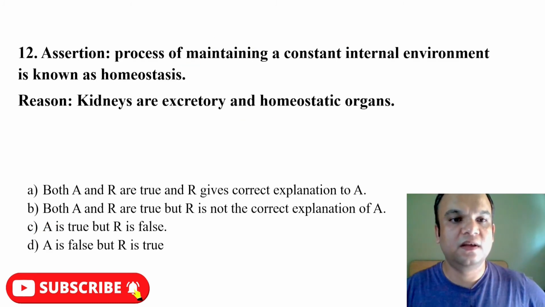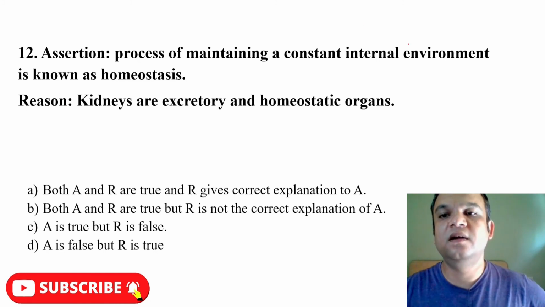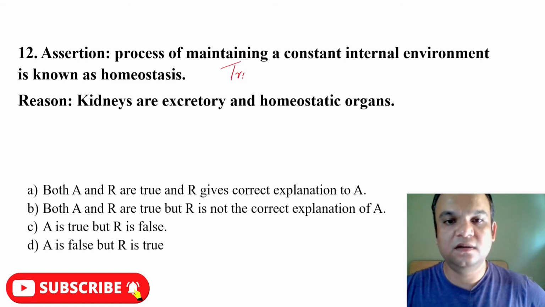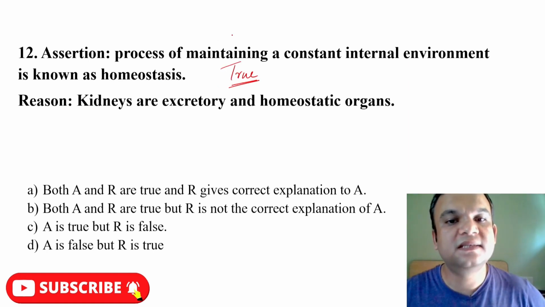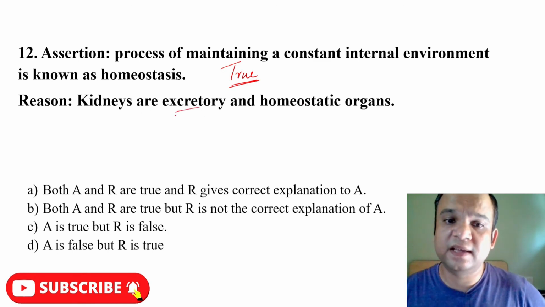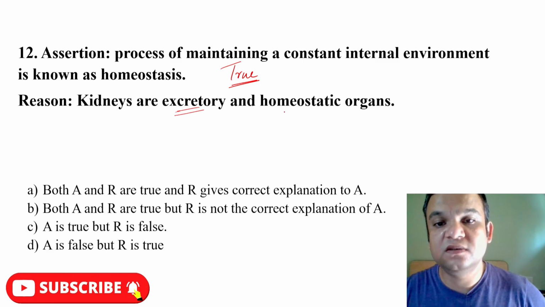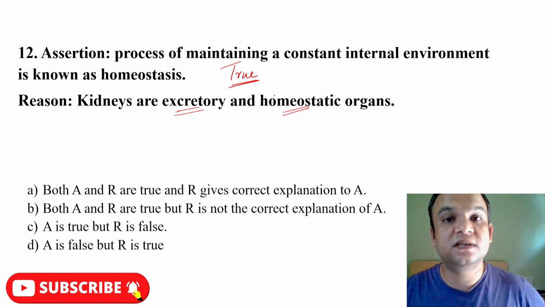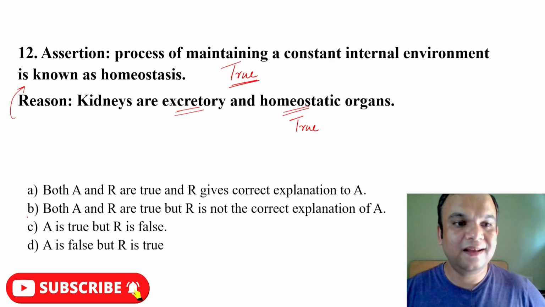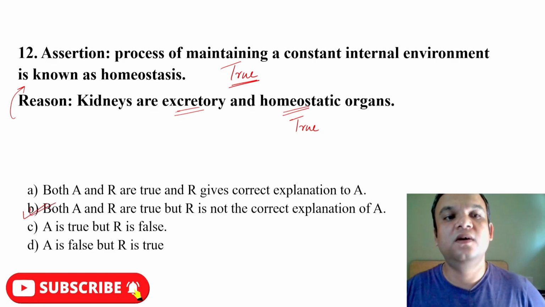Question number 12 is, process of maintaining a constant internal environment is known as homeostasis. Okay, so this is a true statement, and the reason states that kidneys are excretory and homeostatic organs. Kidneys are definitely excretory organs, and they are also maintaining the water balance, osmotic concentration of our body. They are osmotic regulators, and that is why they are the homeostatic organs also. Clearly it is seen that reason is not giving any explanation to assertion, that is why option B will be the correct answer for our question.